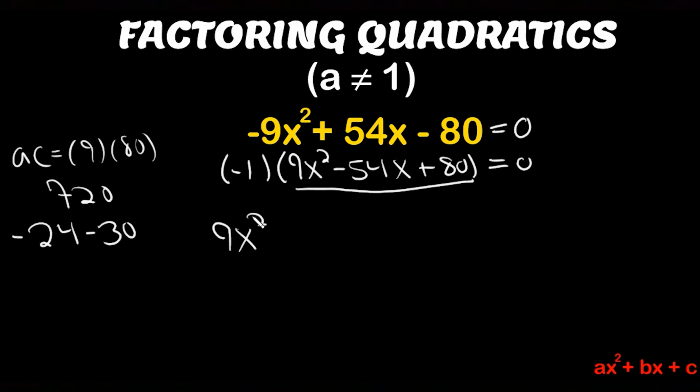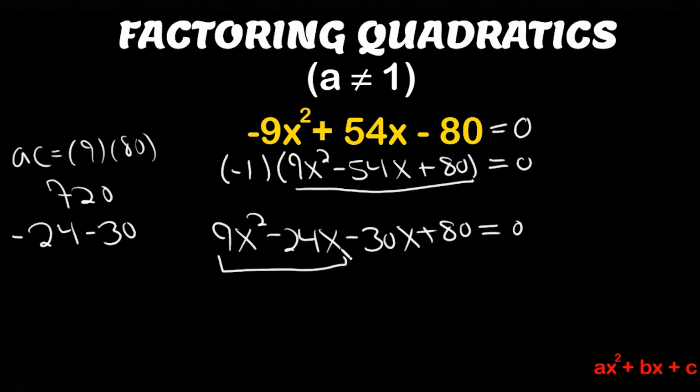Again, grab any one of these values, it doesn't matter. I'll just grab the -24. So -24x, and then -30x, and then plus 80, all equal to 0. Factor by grouping, and we're almost done.